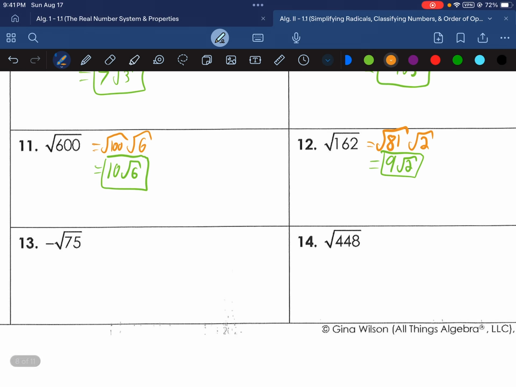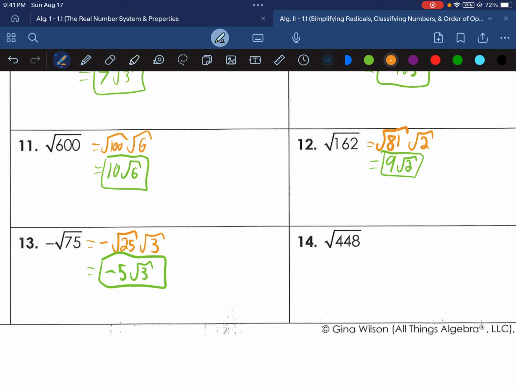Number 13, negative square root of 75. So we have negative square root of, the biggest perfect square that goes into 75 is 25, and it goes into 75 3 times. So the square root of 25 is 5, the square root of 3 stays the square root of 3, and this negative just stays negative. And we get negative 5 times the square root of 3.